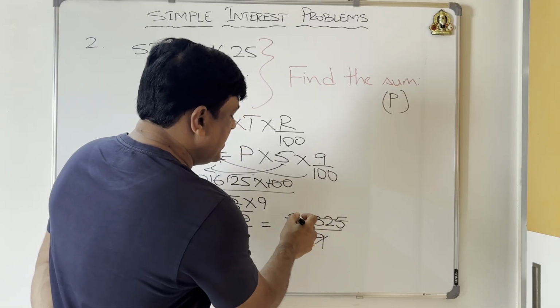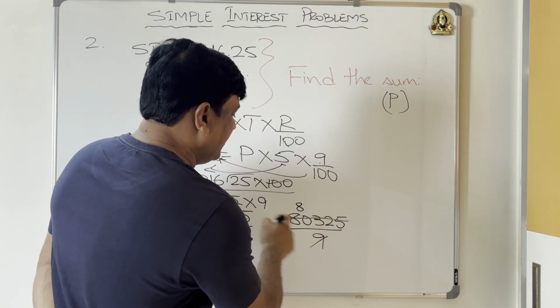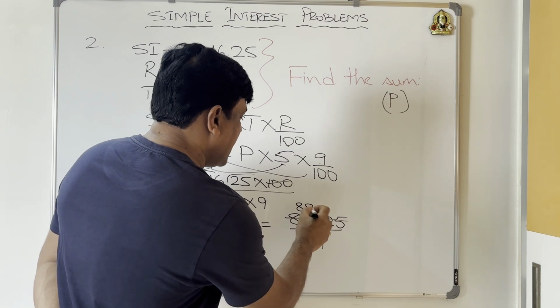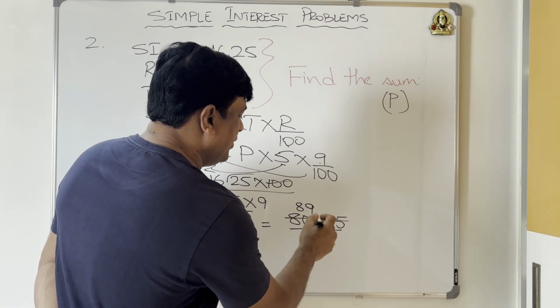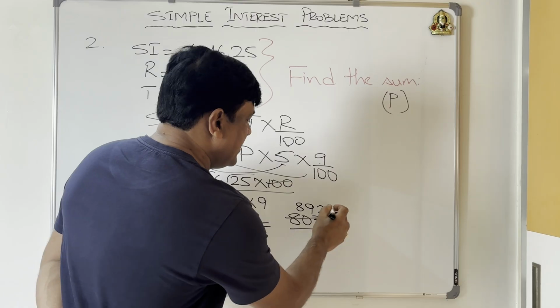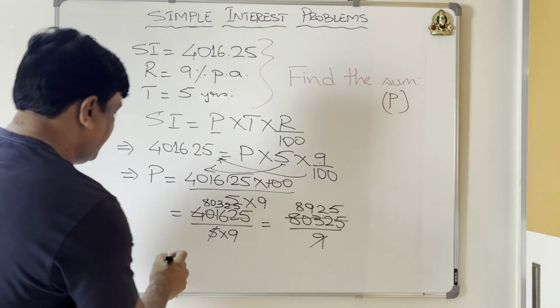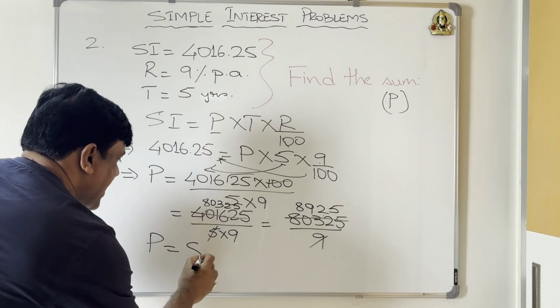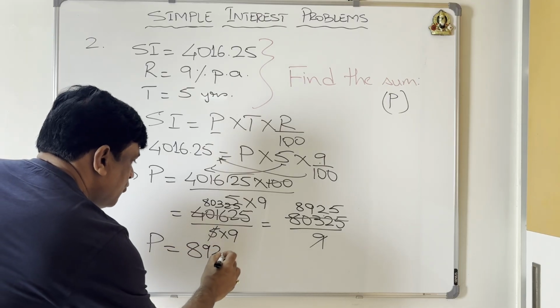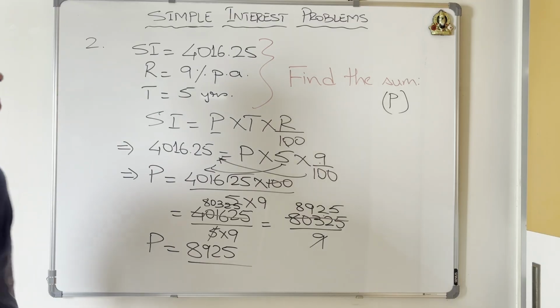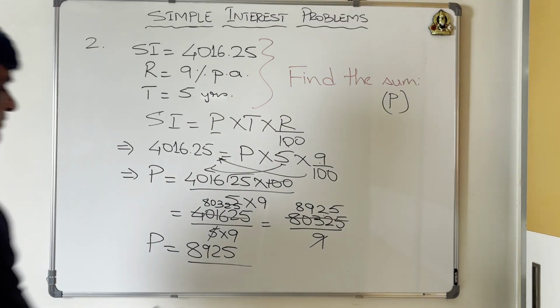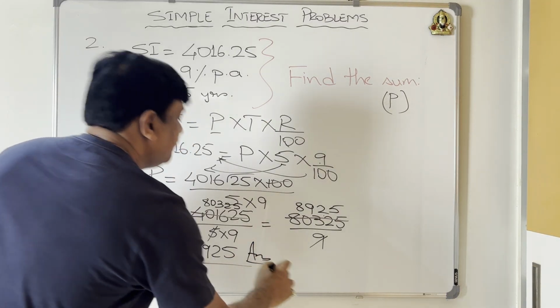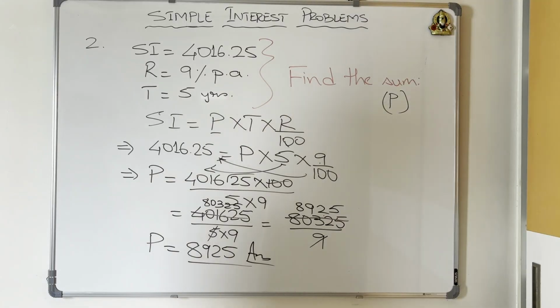So it will be 9 8s are 72, 8 is carried, 9 9s are 81, 2 is carried, 9 2s are 18 and 9 5s are 45. So what is your principal coming out to be? Your principal is 8925. That's the answer, right? Got it? This is one more variation of a problem.